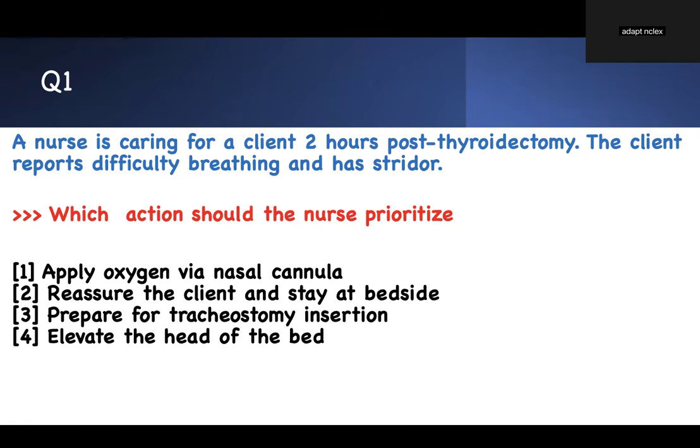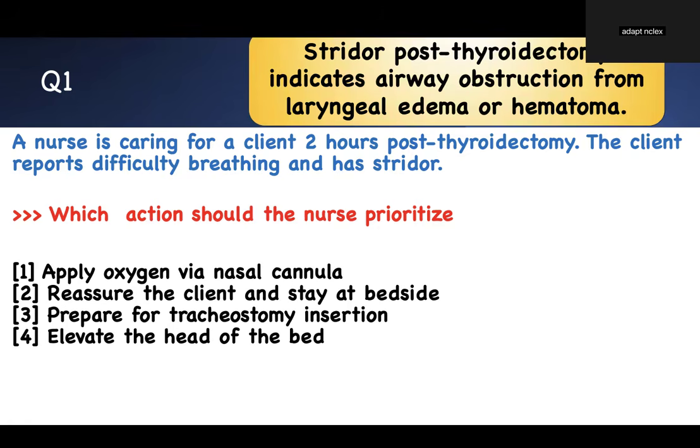This patient needs a tracheostomy. So the key is to recognize what the problem is. Stridor post-thyroidectomy indicates airway obstruction from laryngeal edema and hematoma. So we have to evacuate it, and in the process, we have to secure the airway. This patient needs a tracheostomy, right? So this is the way you should approach it. In all of the questions, I will show you some of the strategy. But if you don't know how to answer, be sharp, check my prioritization.